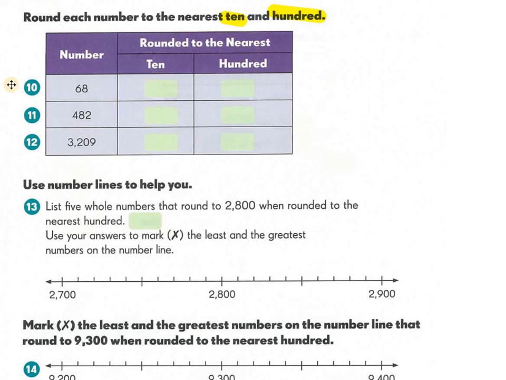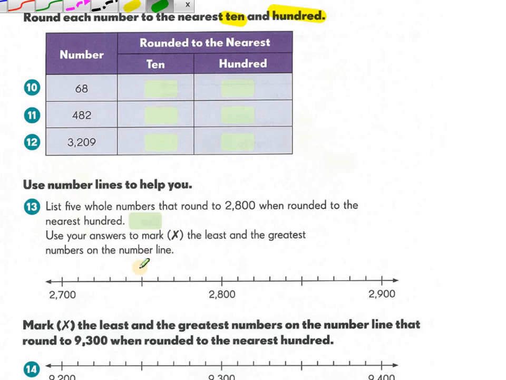Okay, we're almost done. In number 10, I want you to round the number 68 to the nearest 10, and then take that same number 68 and round it to the nearest hundreds. Then do the same thing for 11 and 12. Okay, number 13 says, list 5 whole numbers that round to 2,800 when rounded to the nearest 100. Use your answer to mark an X on the least and the greatest numbers on the number line.